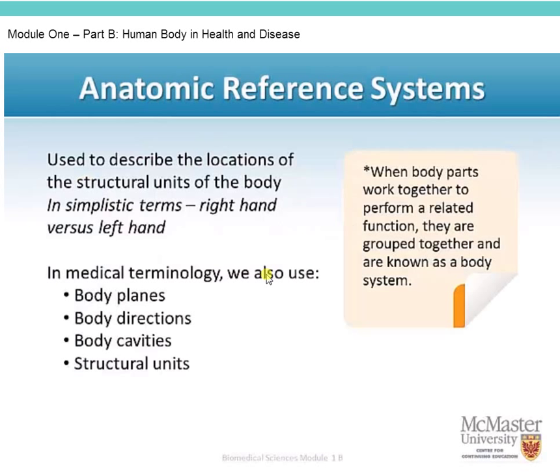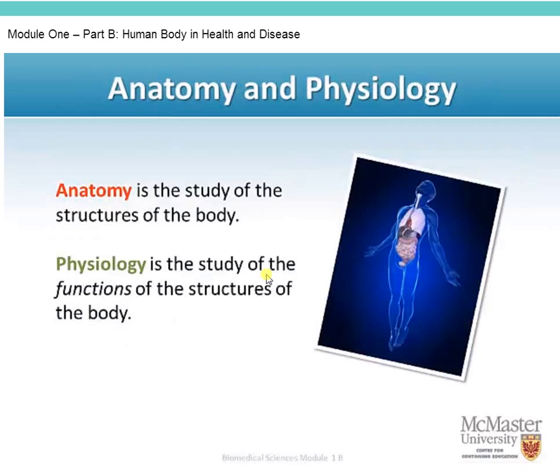We use terms to describe the locations of the structural units of the body. In simplistic terms, your right hand versus your left hand. In medical terminology, however, we also use body planes, body directions, body cavities, and structural units. When body parts work together to perform a related function, they are grouped together and are hence known as a body system. Anatomy is the study of the structures of the body. Physiology is the study of the functions of the structures of the body.